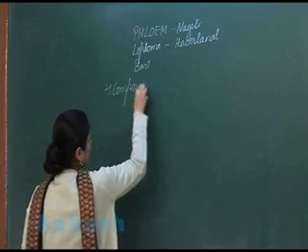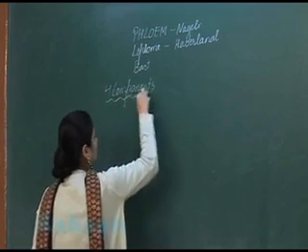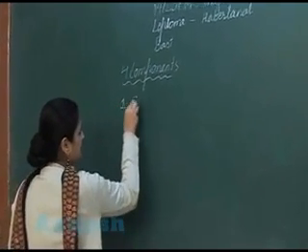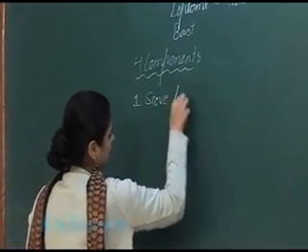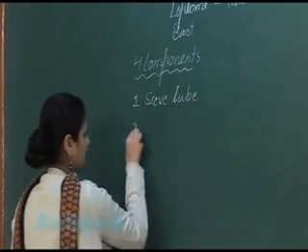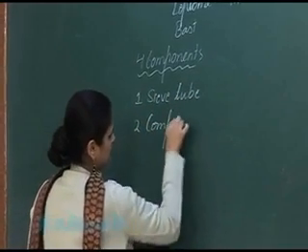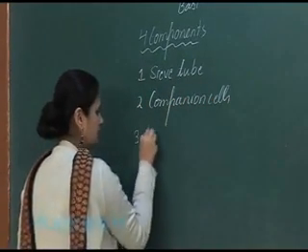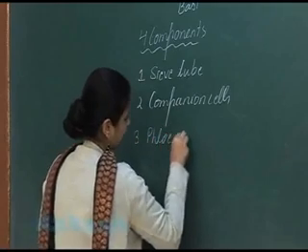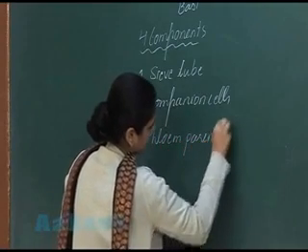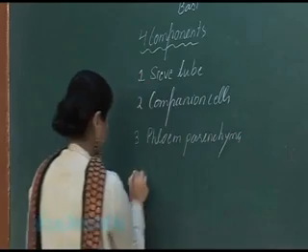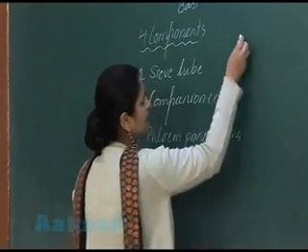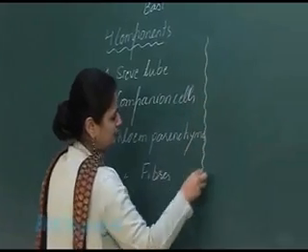There are 4 components. They are the part of the angiospermic phloem. So let's write the name. Sieve tube, companion cells, phloem parenchyma, and phloem fibers. Yes. So these are the 4 components.